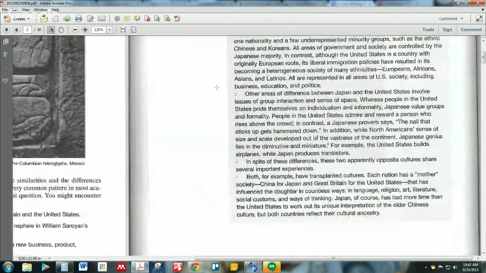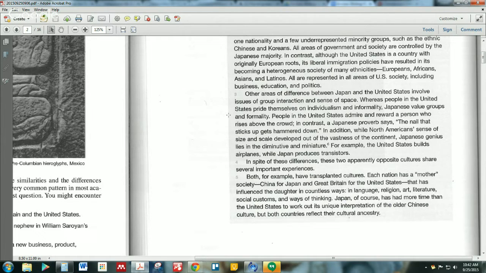Other areas of difference between Japan and the United States involve issues of group interaction and a sense of space. Whereas people in the United States pride themselves on individualism and informality, meaning not being overly polite, Japanese value groups and formality. People in the United States admire and reward a person who rises above the crowd. In contrast, a Japanese proverb says, "The nail that sticks up gets hammered down."